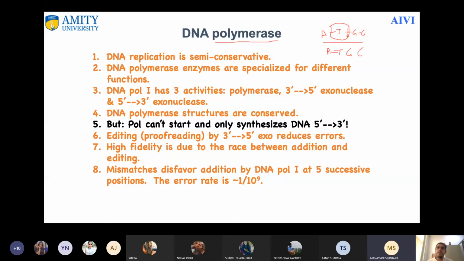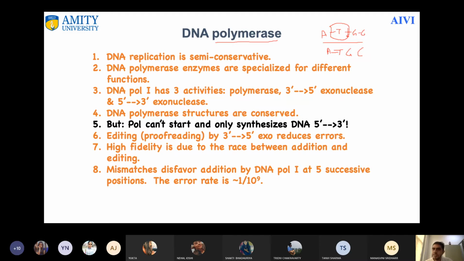Yes, well said, Manaswini. Whatever Manaswini mentioned about DNA replication is connected with the action of DNA polymerase, so we need all those things as we talk about DNA replication here also. As DNA replication is semi-conservative, DNA polymerase can work in a semi-conservative way only. DNA polymerase enzymes are specialized for different functions. It's not just one function that is present on your DNA polymerase. Those functions are of two types: one is the nuclease activity, and the second is the polymerase activity.